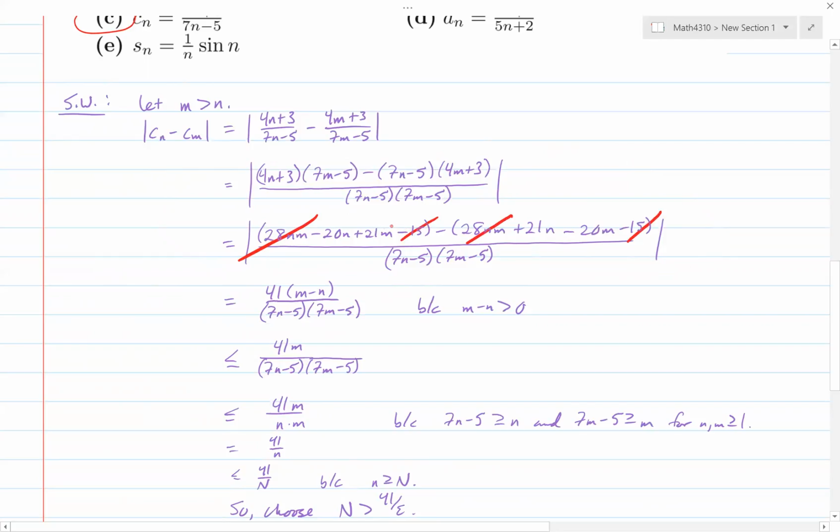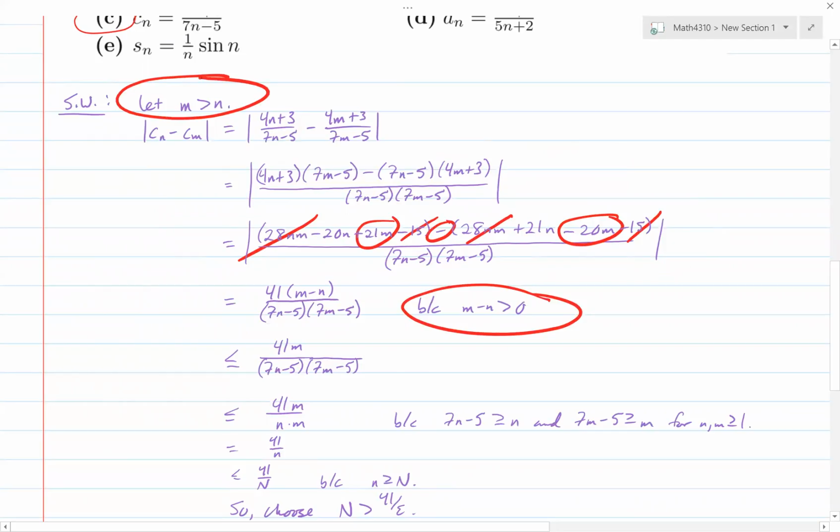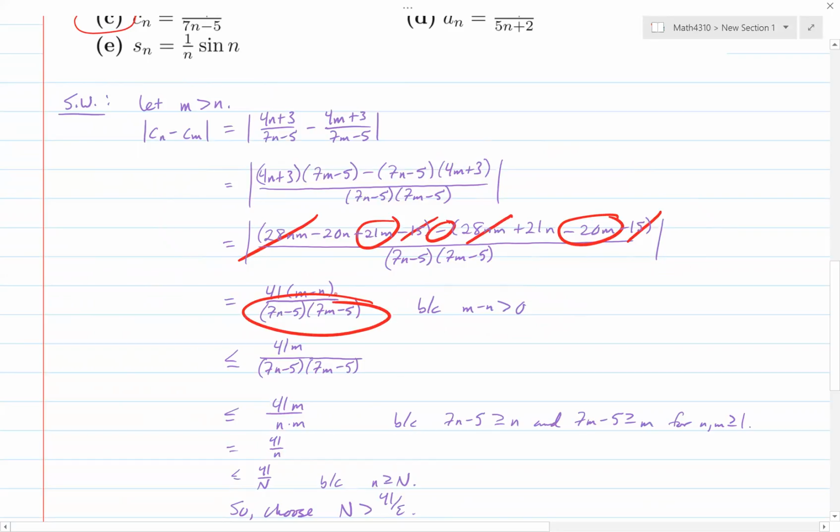And I'm just left with 21m minus negative 20m. So that would give me 41m. And then similarly, I get negative 41n. And so then I say, well, look, that's just 41 times m minus n. And I can drop the absolute value because m minus n is greater than 0, because I'm letting m be greater than n. That's one of the things you do so you can get rid of the absolute values. And also the terms in the denominator are positive for all n and m greater than 1.